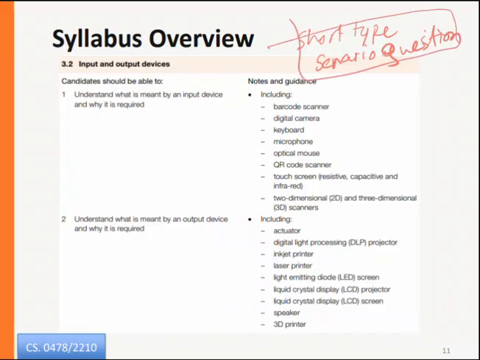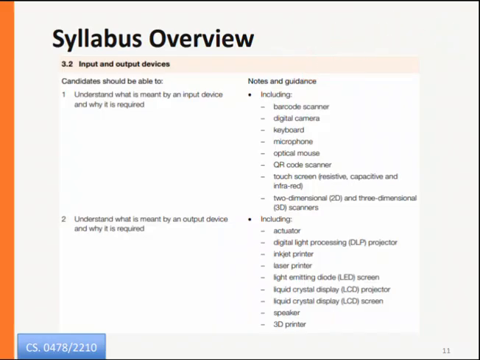In the last years, like 15, 16, 17, 18, 19, they would ask you to describe what a barcode scanner means, a digital camera, keyboard, microphone, whatever it is. They will just ask this way. There was even a question on touch screens, whether to use resistive, capacitive or infrared, and even a question on 2D and 3D. So you just have to read those from the book or even from my notes.